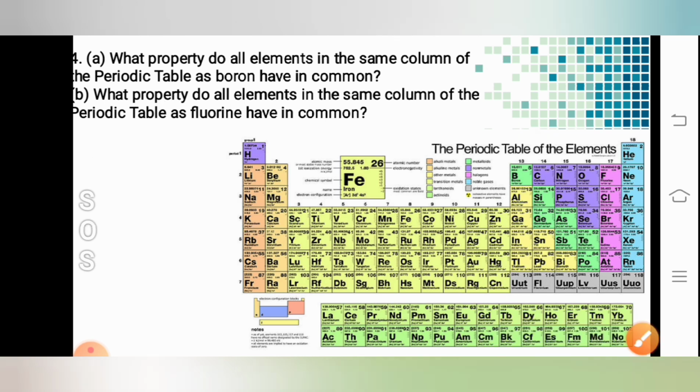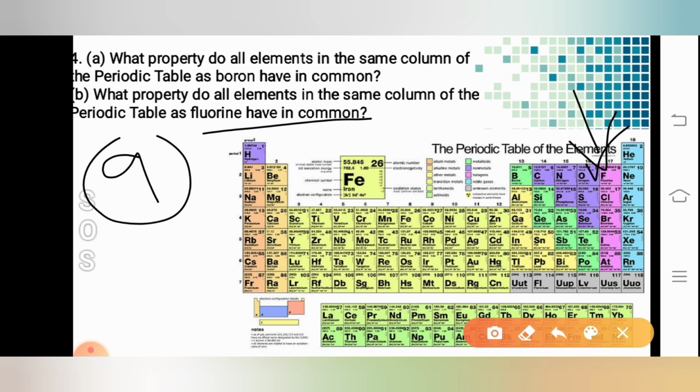Clear? And the next question is, what property do all the elements in the same column of the periodic table as fluorine have in common? If you look at fluorine, where is fluorine present? It is present in the 17th group, correct? The atomic number of fluorine is 9 and its electronic configuration is 2, 7.